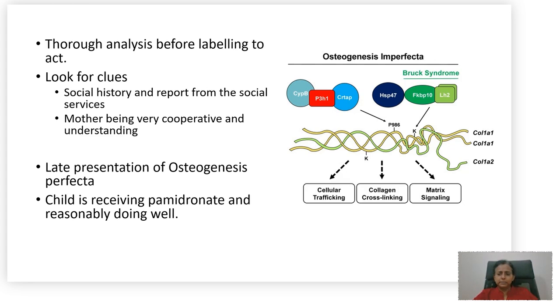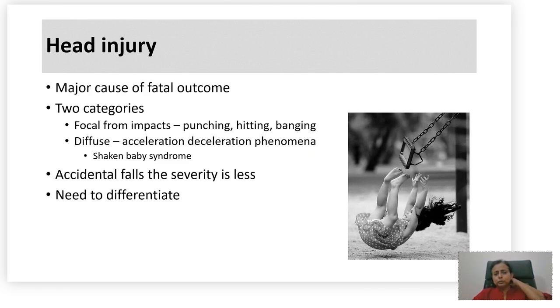So these are some of the differential diagnoses you should be aware of that can confuse us a lot with child maltreatment. Head injury can also be due to an accident or non-accidental. And if you look at the non-accidental one, the acceleration-deceleration injury, which is seen with shaken baby syndrome, is one of the crucial ones that you have to be aware of.